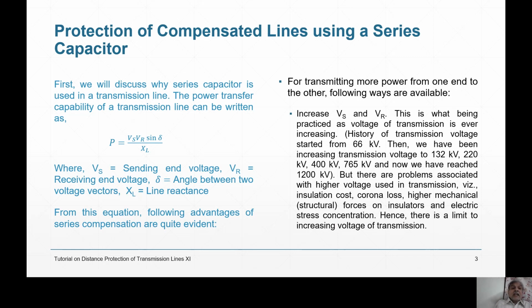So what can I do? I can reduce XL. But that itself is contradictory. I want to transmit a large bulk of power over a long distance of 1000 kilometers and 15 kilometers. Then XL is going to be very high, and therefore the power being transferred from one place to the other is always low. And that is normal power.